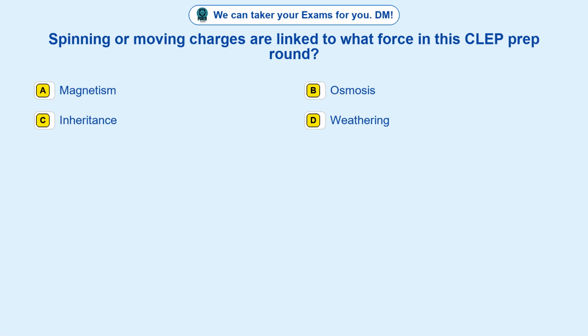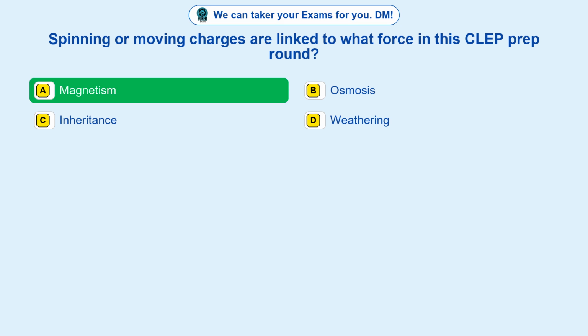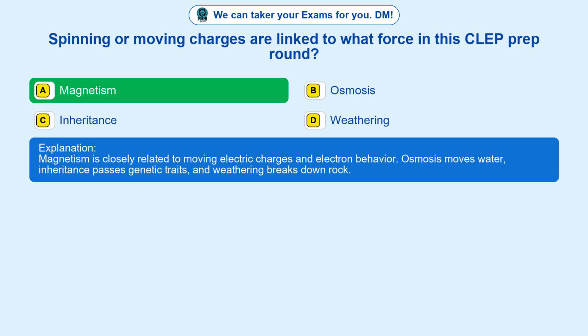Question 74. Spinning or moving charges are linked to what force in the CLEP prep round? Option A, magnetism. Option B, osmosis. Option C, inheritance. Option D, weathering. The correct answer is option A, magnetism. Magnetism is closely related to moving electric charges and electron behavior. Osmosis moves water, inheritance passes genetic traits, and weathering breaks down rock.